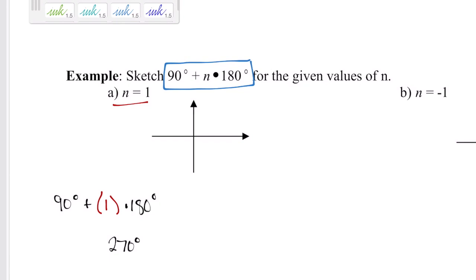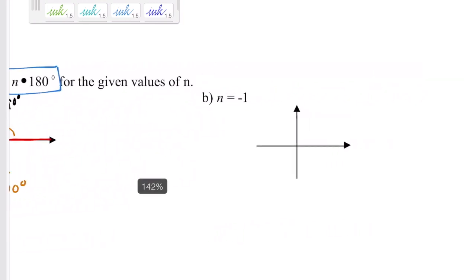This is all positive. So again, I'm starting in standard position. And then 270 degrees is straight down, because we have 90 and 180. So then this down here is our 270. And that's it. We just sketch, give the value, and we're done.